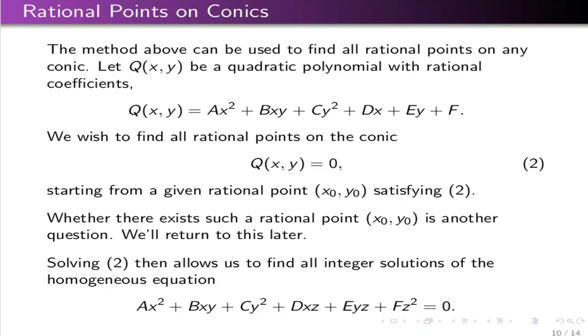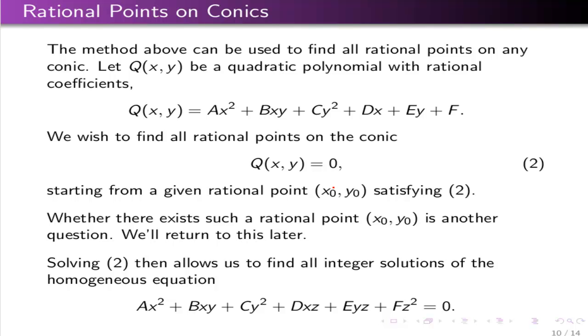So let q(x,y) be any quadratic polynomial with rational coefficients. So a second degree polynomial where a, b, c, d, e, and f are rational numbers. Then we get a conic by just setting this equal to 0, and I want to find all rational points on this conic, starting from a given rational point.